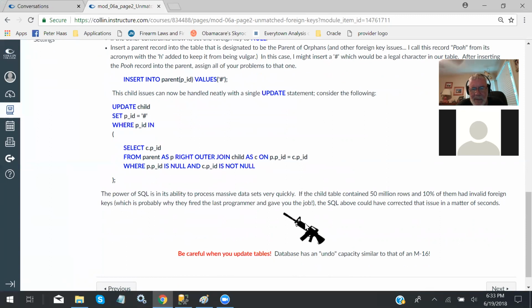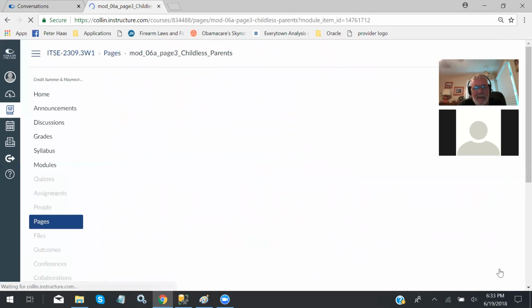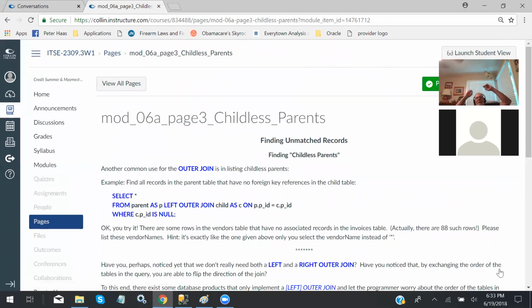And then I put in my caveat: be careful. A database does not have an undo. So always be careful. Do you keep a copy just in case? It would be nice. I wish I had that ability to keep a copy. But remember, a database is a huge structure, and I don't always have the luxury of keeping a copy.